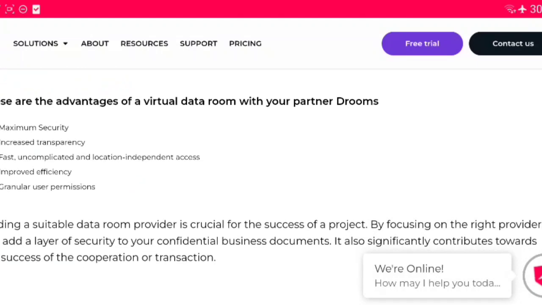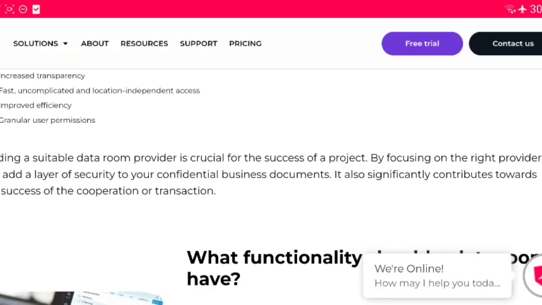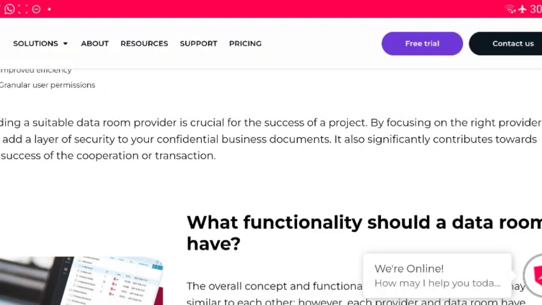These are the advantages of a virtual data room with Drooms: maximum security, increased transparency, fast, uncomplicated, and location independent access, improved efficiency, granular user permissions. Finding a suitable data room provider is critical for the success of a project. By focusing on the right provider, you add a layer of security to your confidential business documents. It also significantly contributes towards the success of the corporate transaction.